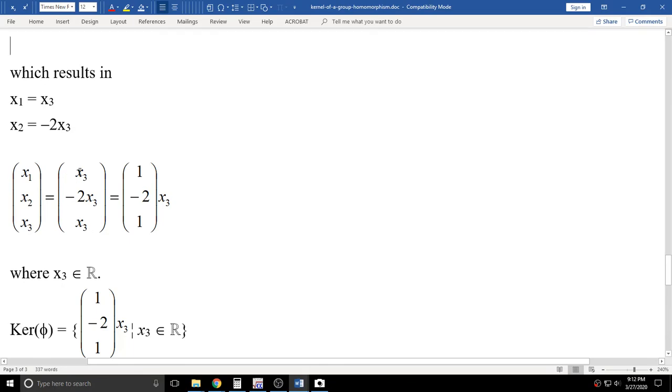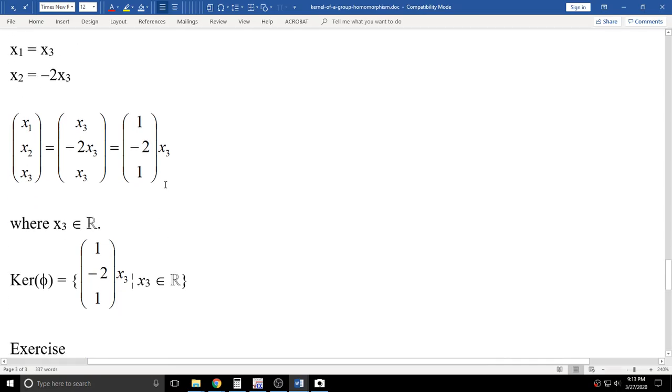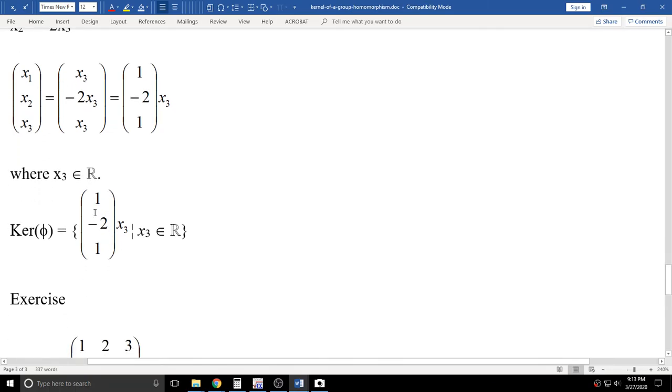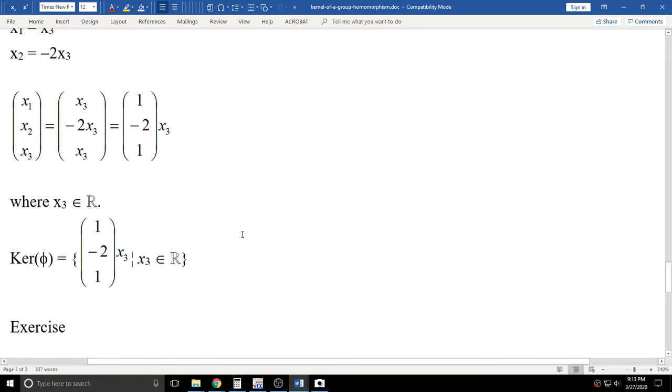Observe that you can move out the parameter x3, the constant x3, and end up with all multiples of the vector 1, negative 2, 1. So in conclusion, solutions are (x1, x2, x3) equals (1, negative 2, 1) times the constant x3, where x3 is a real number. Consequently, the kernel of phi is the set of all vectors in R3 of the form (1, negative 2, 1) times x3, where x3 is a real number.